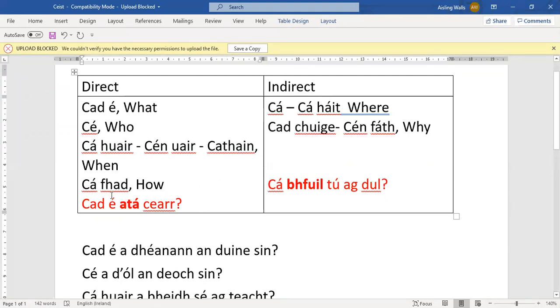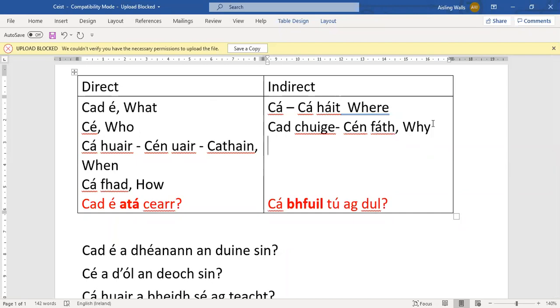And cad chuige, Nick, does that mean when? Why. How do you pronounce it? I wrote it phonetically for you. This is the way people say it in Belfast. People say cad tuige, writing it in a kind of Irish way. You hear native speakers in Donegal just say tuige, but cad tuige is the way you'll hear it in Belfast.